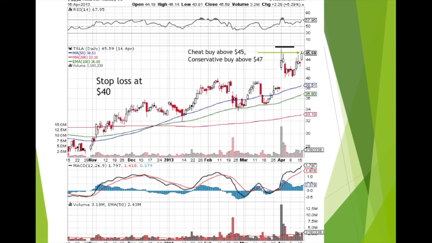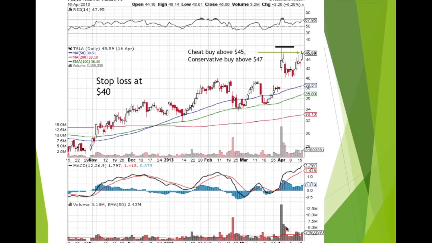Now here's what you could do. You could do one or two things. The first thing you could do is say, I'm going to buy when the high of the gap up day is taken out. I did a little bit of a cheat buy on this one, and I bought it when the high of this day was taken out. The reason is this was a very long candle. I really like Tesla, and I wanted to get in a little bit early, so I bought on this day.